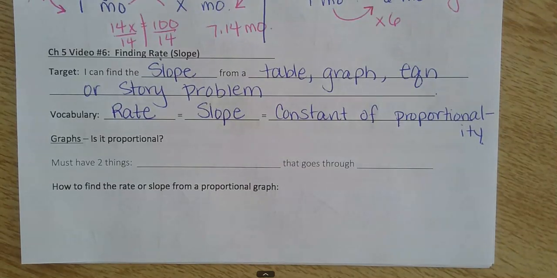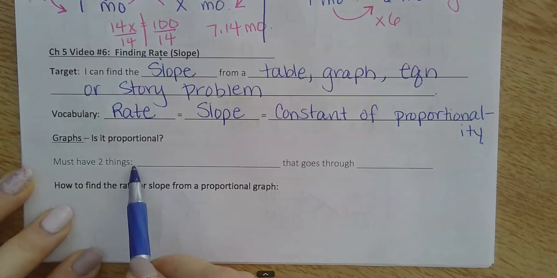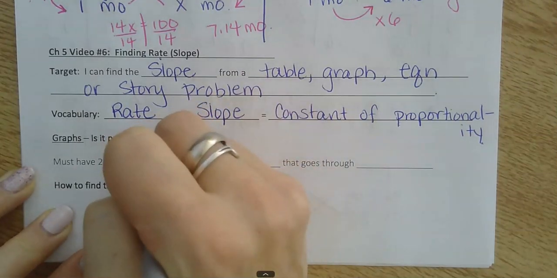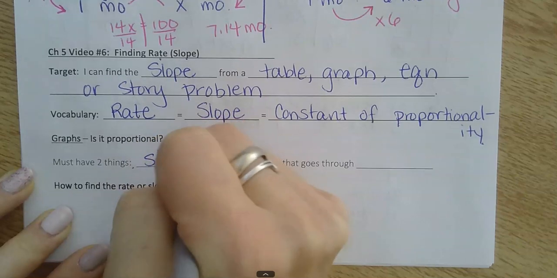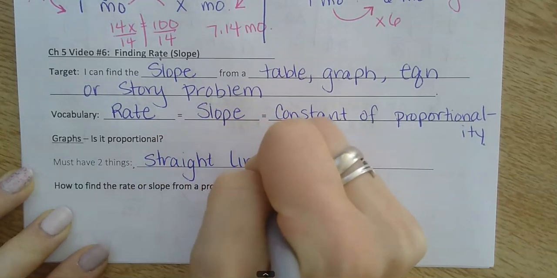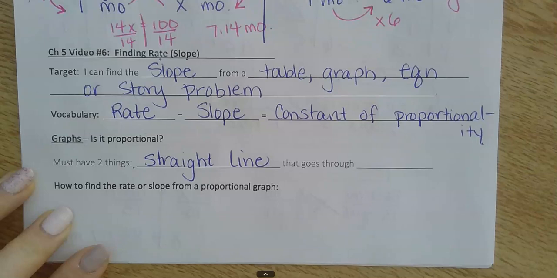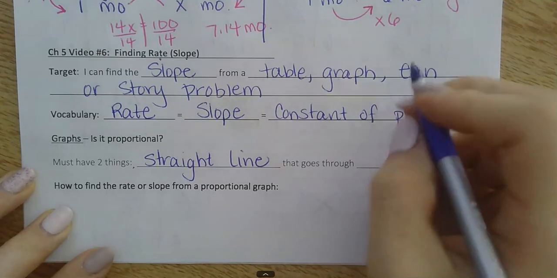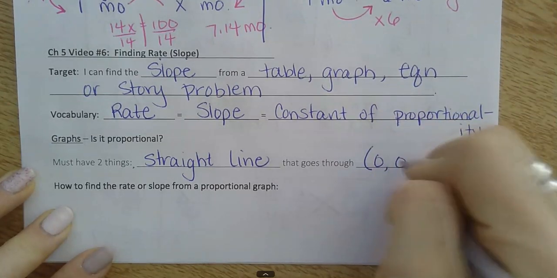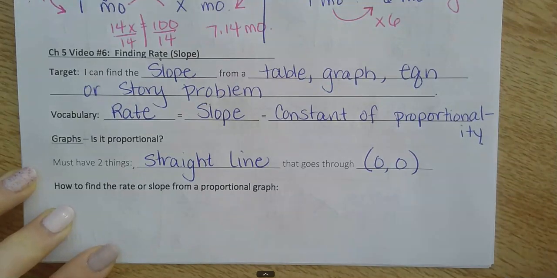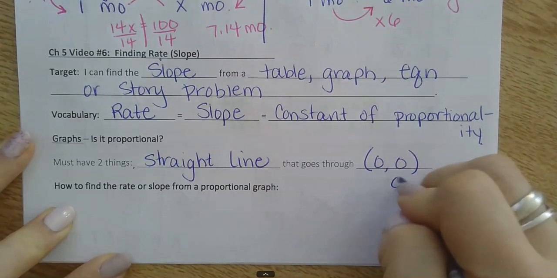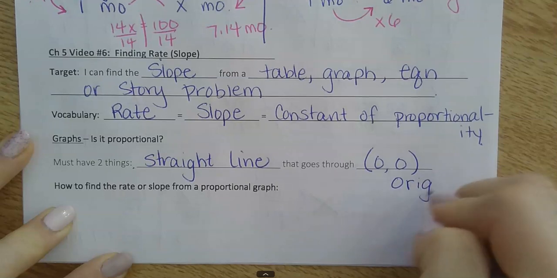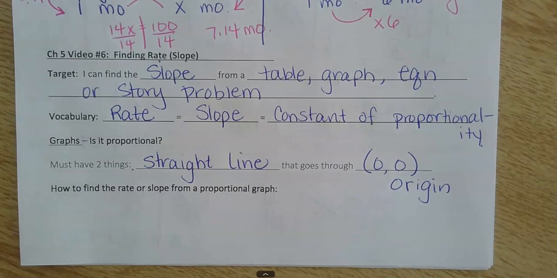So graphs, how do I tell if it's proportional? Got to have two things. A graph is proportional if it is a straight line. So when I'm looking at the graph, if it goes in a straight line, and if it goes through the point 0, 0. Okay, that point on a graph, 0, 0, is called the origin. So if it goes through the origin.